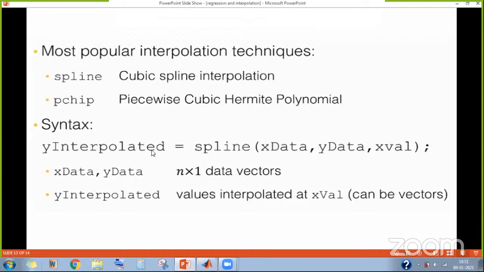And the syntax for this is, so these are the interpolated values we get using spline. Spline is the MATLAB function. So you have to give the data points.